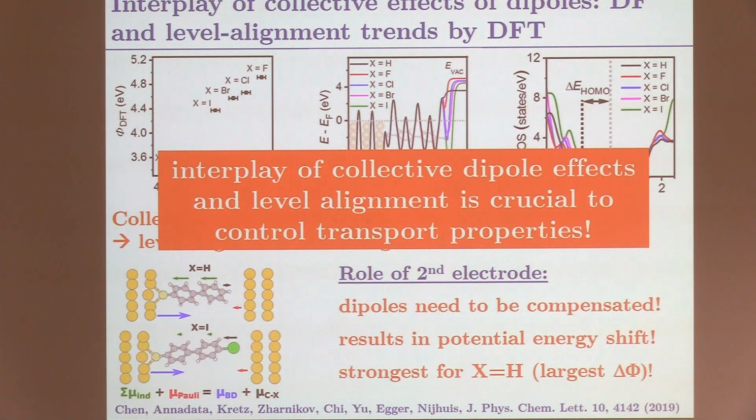Now, this is interesting because it really shows this interplay of various collective effects. We have the dipoles, we have the pushback effect, but then we also have charge rearrangement for compensation of these dipoles, and all of them together impact the level alignment, and with that, the charge transport.